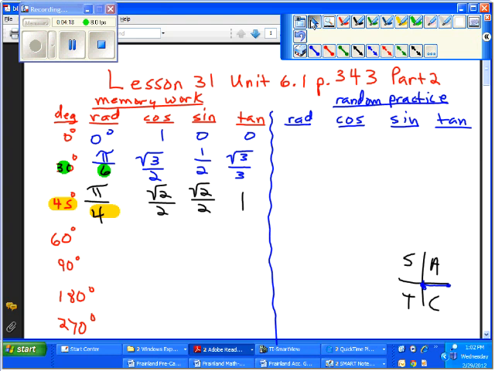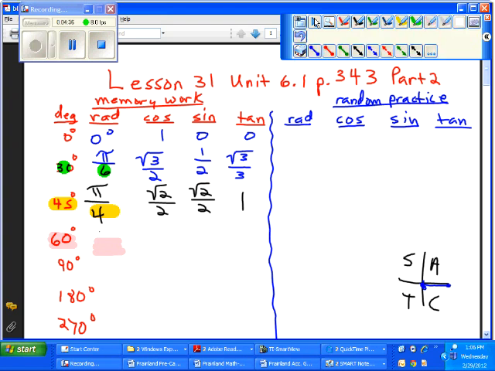All right, 60. How can we quickly find the denominator that goes with pi over something for 60 degrees? Well, same way. 180 divided by 60. What's 180 divided by 60? 3. And so we're going to have pi over 3.